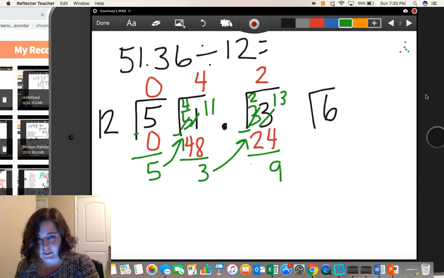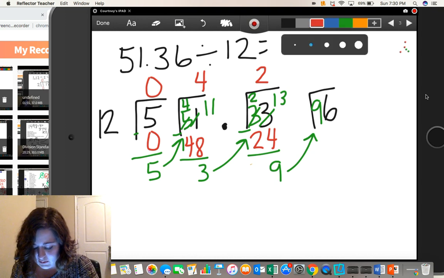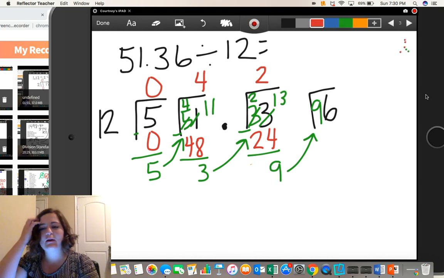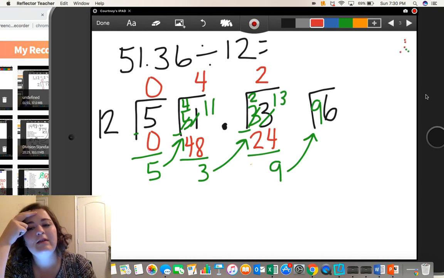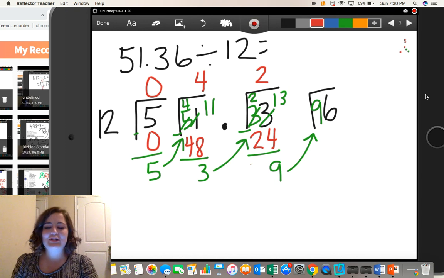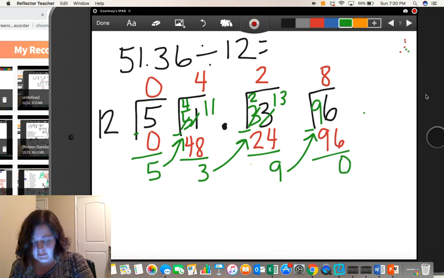9 is less than 12, so we're good to move our 9 over to the next division house, which makes it a 96. And we need to know what number times 12 gets us close to 96 without going over 96. And we've already done 12 times 4 is 48, 12 times 5 is 60, 12 times 6 is 72, 12 times 7 is 84, and 12 times 8 is actually exactly 96. So we're going to go times 8. 12 times 8 is 96. After we multiply, we have to subtract. 96 minus 96 would give us 0, no remainder.